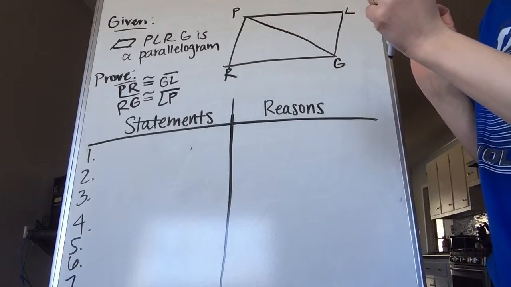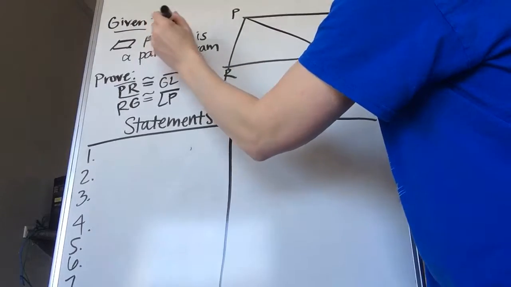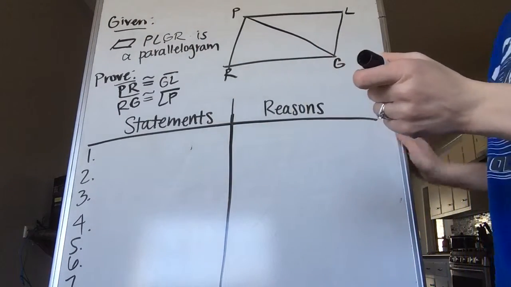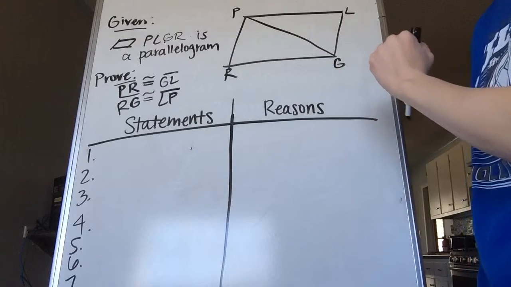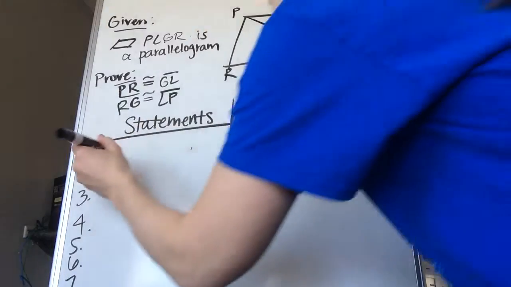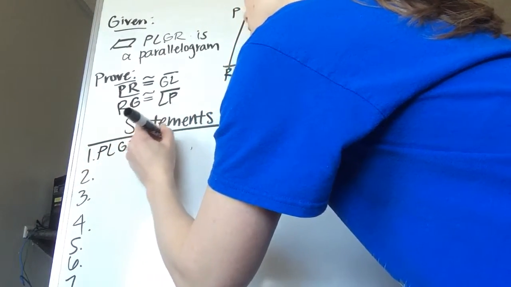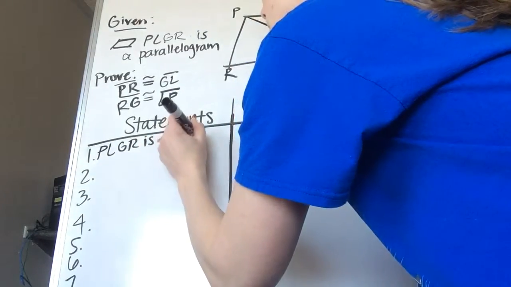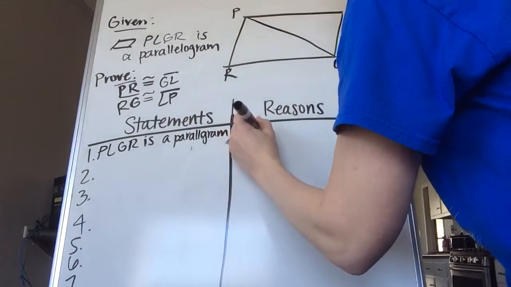PLRG, so GR, is a parallelogram. And we need to prove that the opposite sides are congruent. So that's pretty much all we're given. So let's start with our first given statement. PLGR is a parallelogram. I'm going to shorten that. And the reason is because it is given.